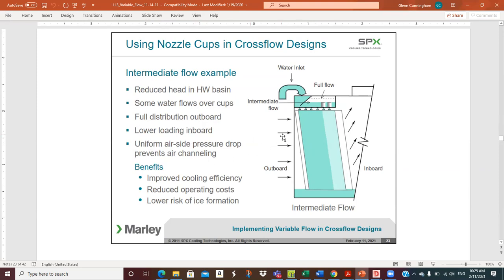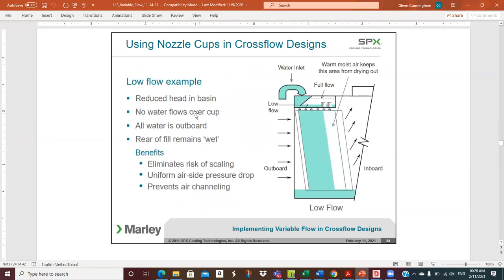So you've got to be careful, because all this air is sweeping in the side of this thing. If there is a place that doesn't have the same amount of water, doesn't have the same resistance to flow, then the air will rush through that section and you won't get adequate cooling through the rest of your water flow. That's what they call channeling. Benefits of the nozzle cups: improved cooling efficiency, reduced operating cost, lower risk of ice formation. Okay, so this is the intermediate flow, and this flow is in terms of water falling down.